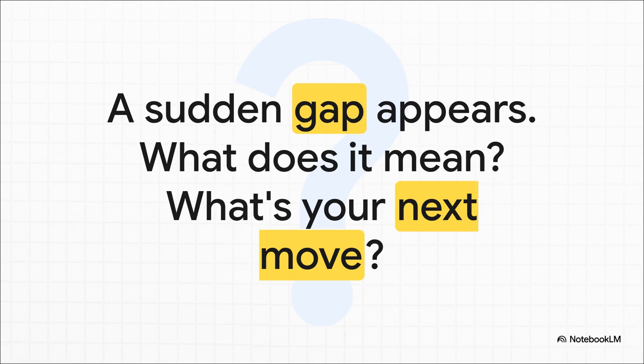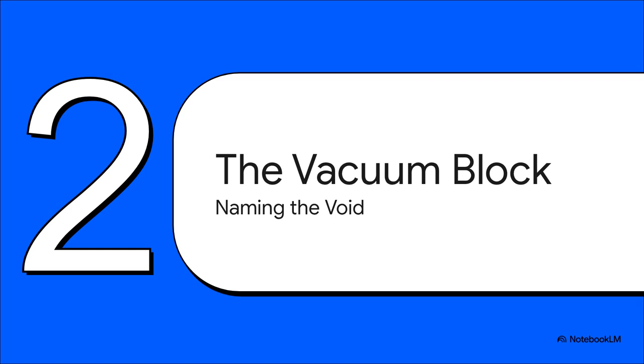For a lot of traders, the first reaction is either confusion or maybe even a little bit of panic. But what does it really mean? More importantly for us, what's our next move? Well, ICT gives us a very specific name for this. In the world of ICT, this isn't just some random gap. It has a precise name, and it's called the vacuum block. And just understanding this name is really the first step to knowing how to trade it.